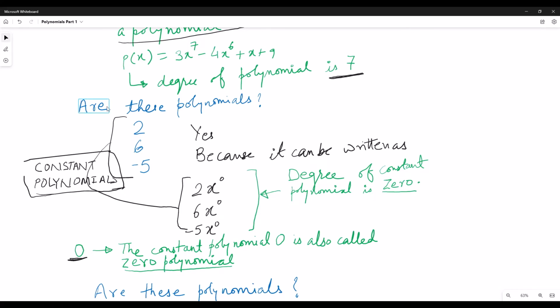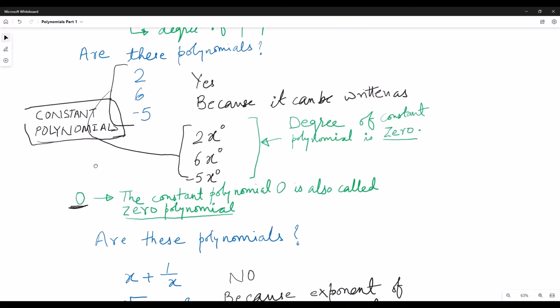One question: are these polynomials? 2, 6, minus 5. Yes, because each can be written as 2 into x to the power 0, and the degree of a constant polynomial is 0. These are called constant polynomials because their value will not change based on the value of x or y or those variables.